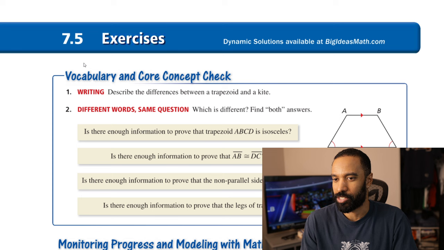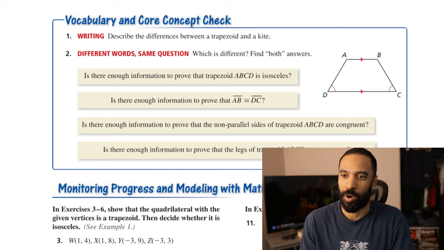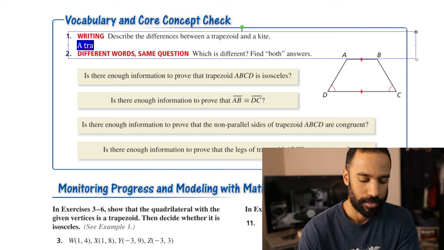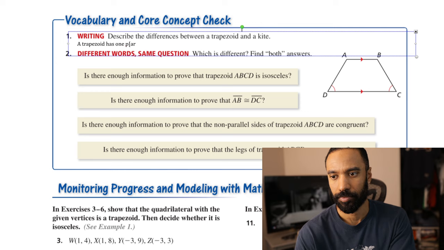Vocabulary and core concept check, numbers 1 and 2. That's the end of the lecture. Let's move on to answering questions. Describe the differences between a trapezoid and a kite. So a trapezoid has one pair of parallel sides, whereas a kite doesn't have any.